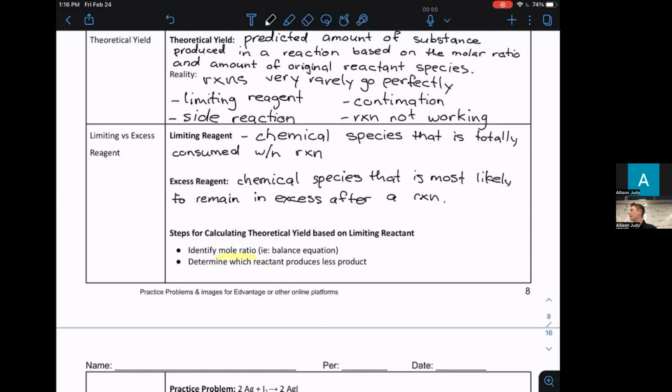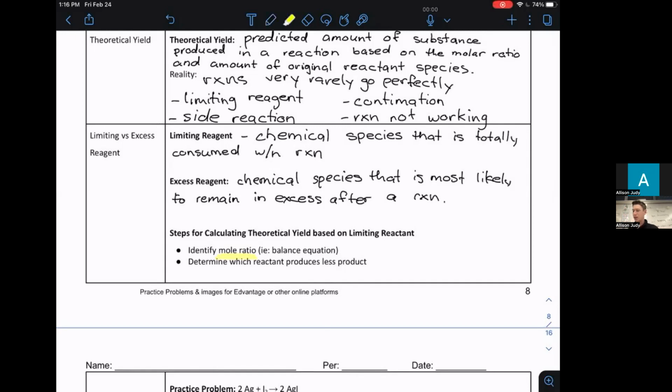Is there a way to find out what is going to be your limiting reagent and your excess reagent? Yes, that is what we are going to cover today. Sky, did you have a similar question? Yeah, what are the factors that cause reaction? These 4 things up here.